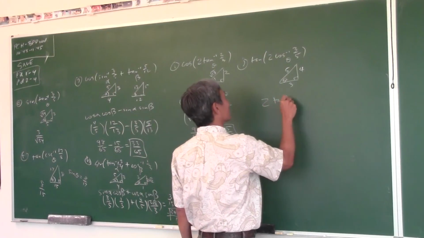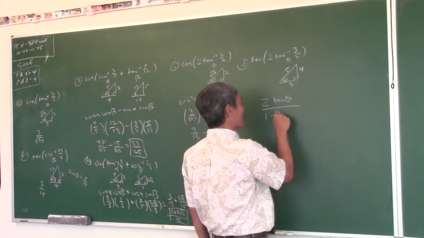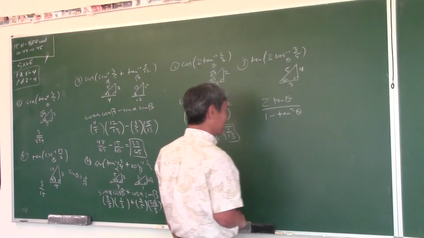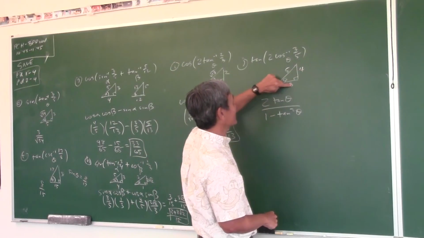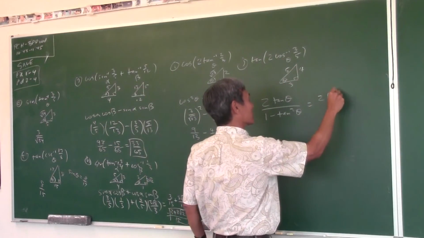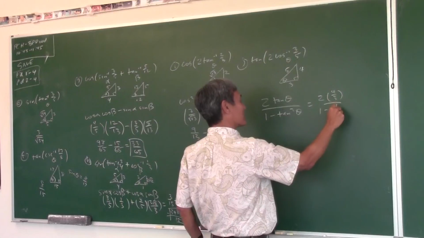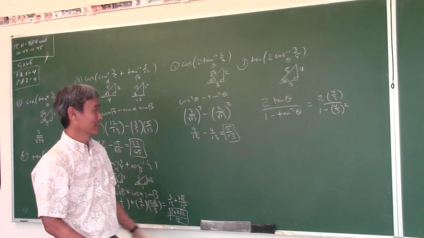2 tangent theta over 1 minus tangent squared theta. So all you have to do is look at the picture. What is tangent theta? Opposite over adjacent. So 2 times opposite over adjacent, all over 1 minus opposite over adjacent squared. 4 out of 5 points right there.